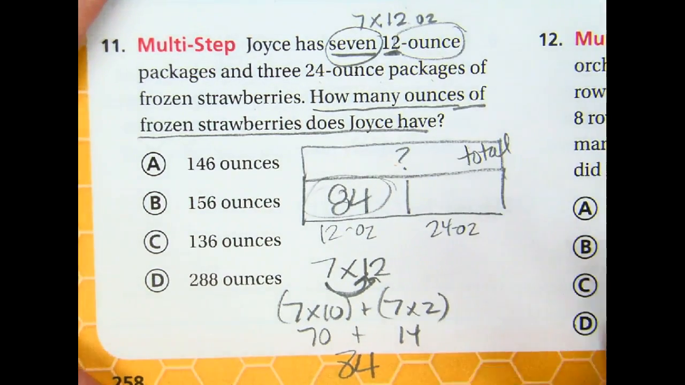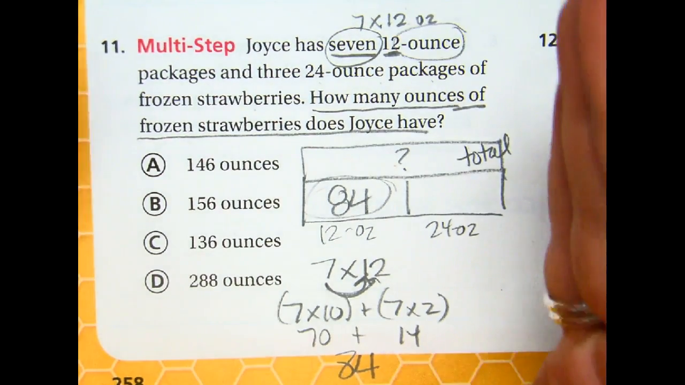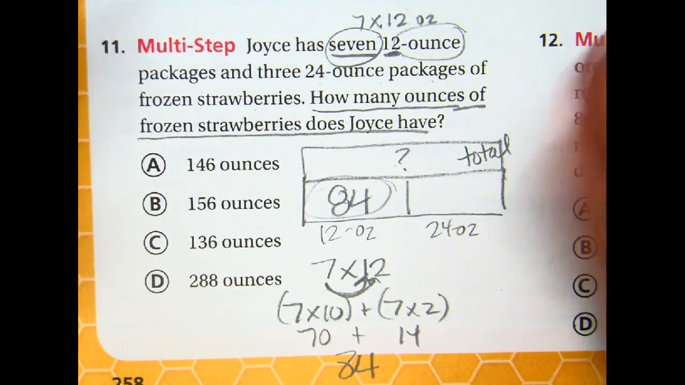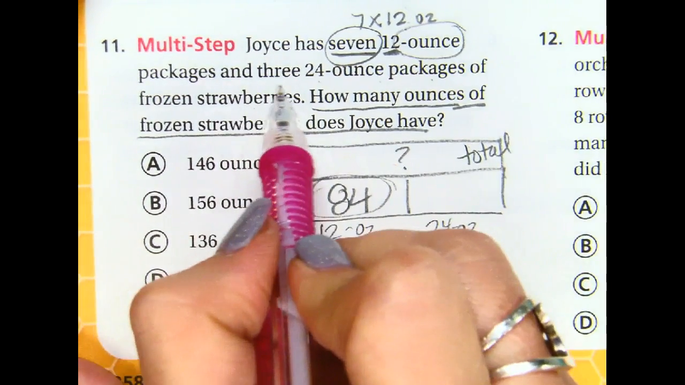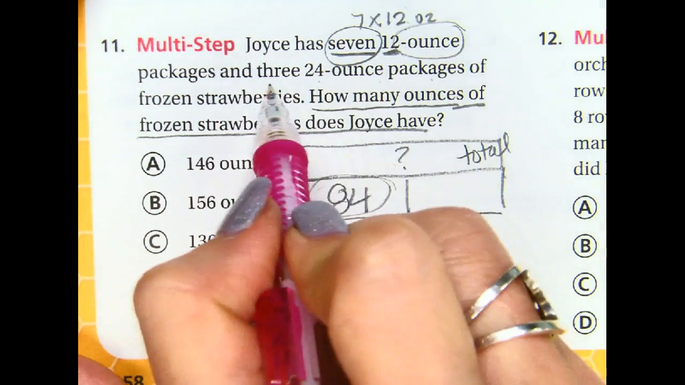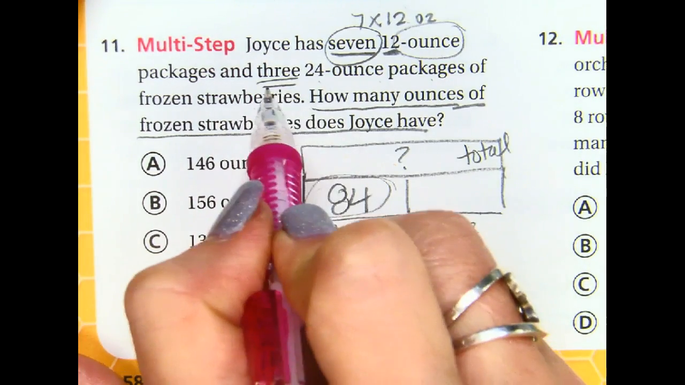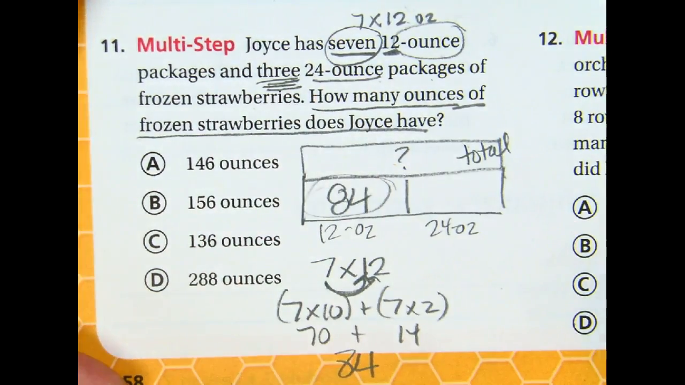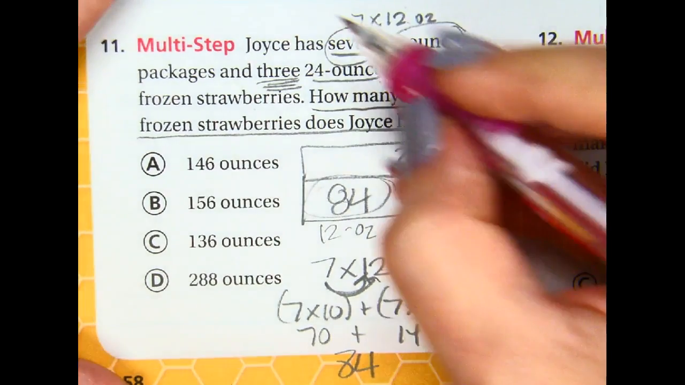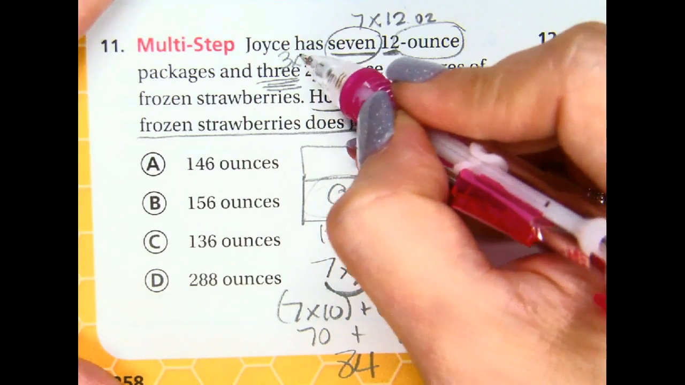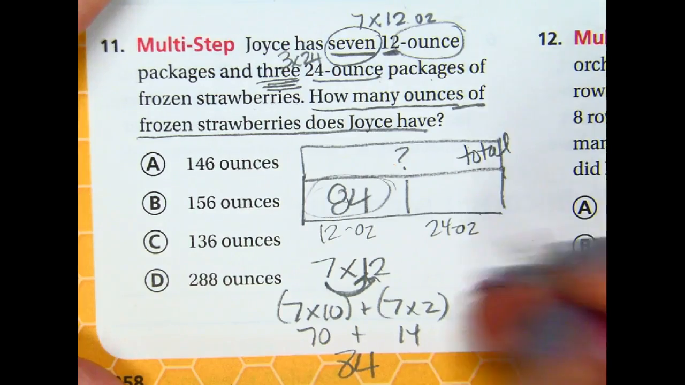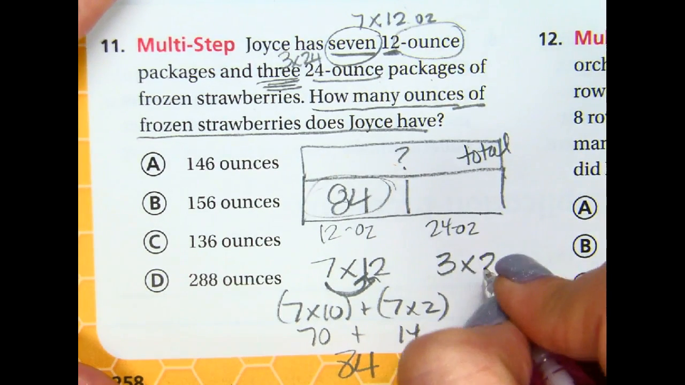I have one more part. So do you see what I'm doing though? I'm chunking things up in smaller parts. So now I can focus on the 24-ounce packages. How many of those do I have? I have 3 24-ounce packages. So what I'll say is it's 3 groups of 24 ounces, isn't it? So 3 times 24.